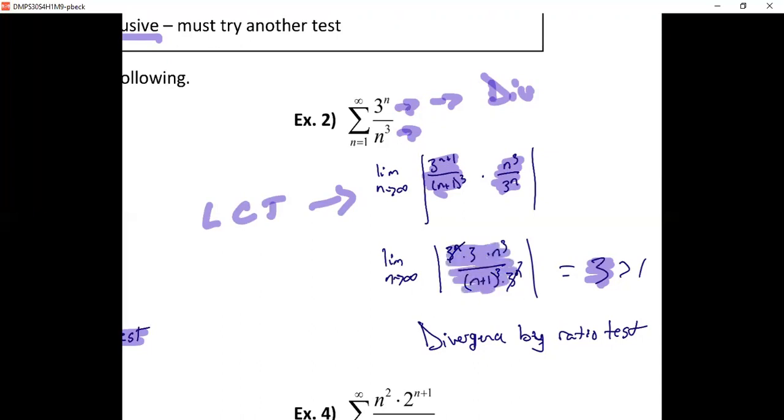We do some simplification, and that's where we say the limit as n approaches infinity of 3 times n cubed over n plus 1 cubed. That limit does equal 3. So we have divergence by the ratio test.